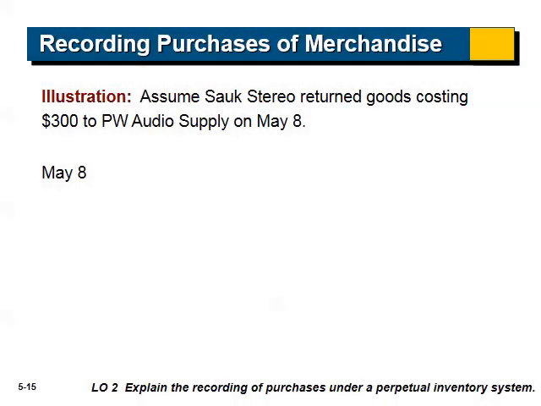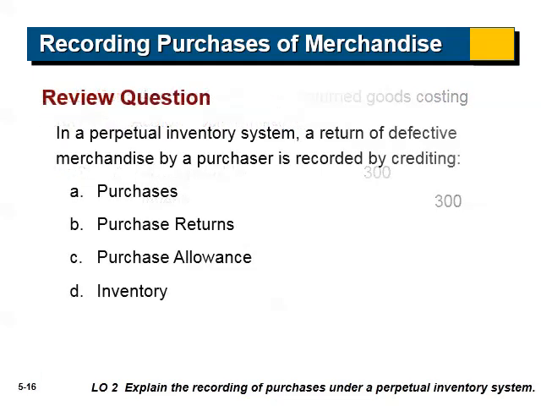As an illustration, assume Sauk Stereo, now this is the purchaser right now, return goods costing $300 to the supplier, PW Audio. So they're going to reduce what they owe them, and it's coming out of their inventory. So you're kind of just flipping around the original entry that you made. In a perpetual inventory system, a return of defective merchandise by a purchaser is recorded by crediting what? Well, we just did that entry, and you're going to credit inventory because you're reducing the amount of inventory that you have.